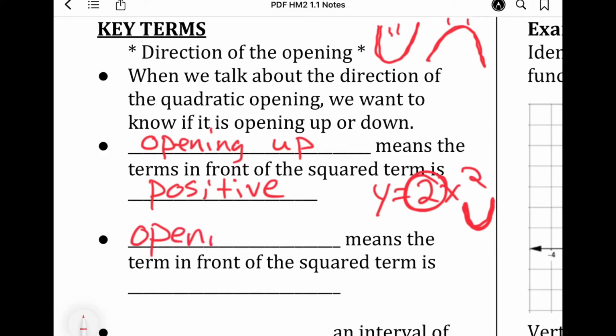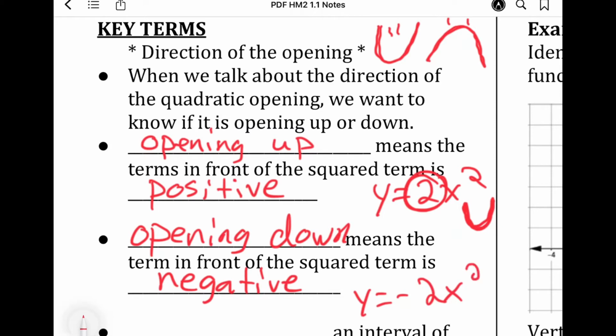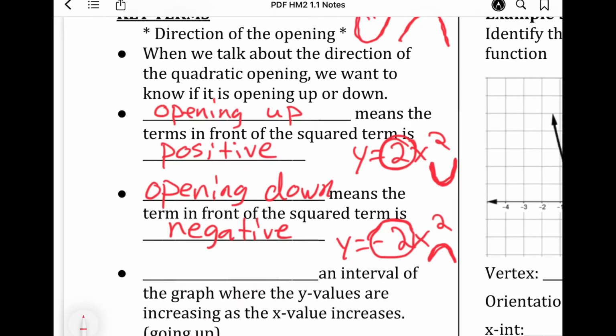If it is opening down, this means the term in front of the squared term is negative. So y equals -2x squared. The term in front of the squared x is negative, so it's going to be an upside down U.